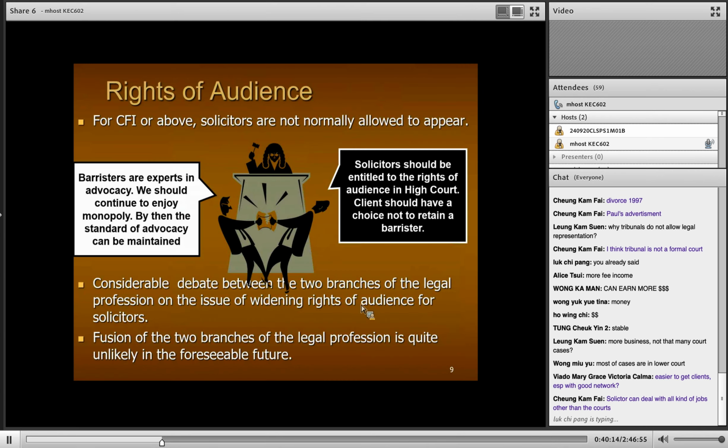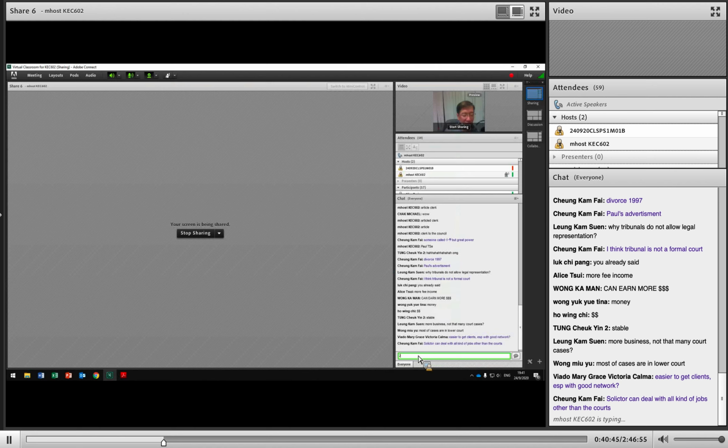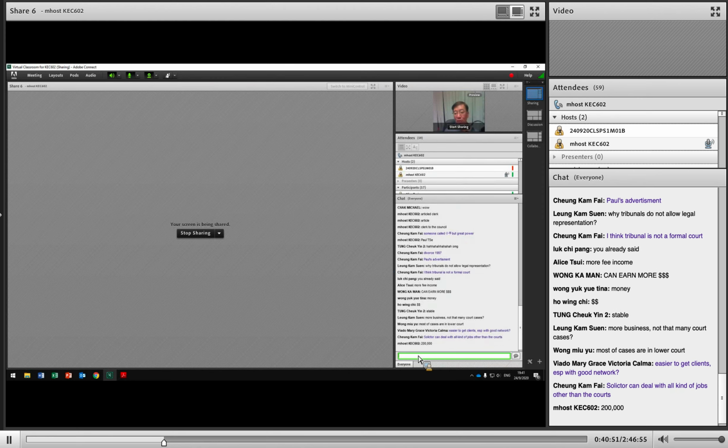Before 1997, when the conveyancing market was very good, a solicitor did not bother to do any court work. So they did not have any dispute with the barrister. I think only very few solicitors would have interest in court work before 1997. Can you guess how much money those solicitors could earn in the 80s? Some people could earn as much as 200,000 every month.